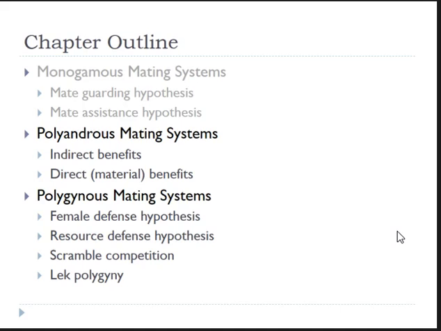The next two that we're going to talk about are the polyandrous mating systems and the polygynous mating systems. In the polyandrous mating system, we're looking at cases where females are mating multiple times. Oftentimes, the males are effectively monogamous, but the females are mating multiple times. These are really interesting systems because it's not immediately clear what the females are gaining from mating with multiple males.